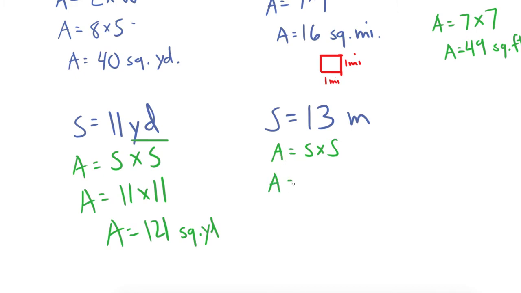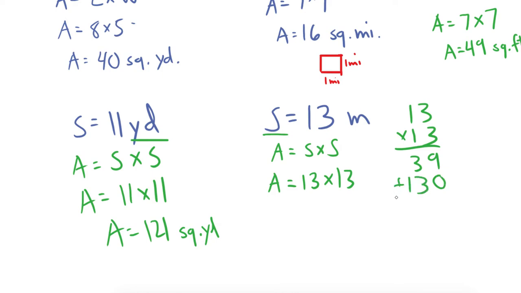So what's the next step? Area equals 13 times 13, since S equals 13, I can plug 13 into my formula here. And if I multiply 13 times 13, I should get 169. So area equals 169 what? What do I label it? 169 square meters.